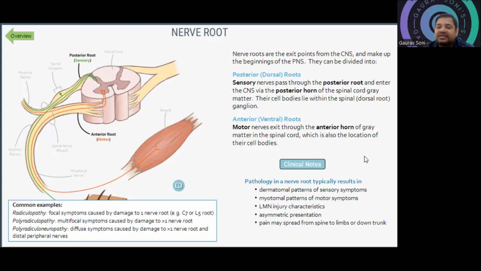Pathology in a nerve root typically results in dermatomal patterns, meaning a patch of skin will have some symptoms, and myotomal patterns of motor neuron involvement, with asymmetric presentation. Pain may spread from the spine to the limbs. The common examples are radiculopathy, which is focal symptoms from damage to one nerve root, polyradiculopathy, which is multifocal, and polyradiculoneuropathy, which has diffuse symptoms.